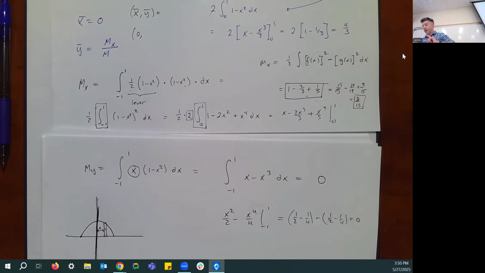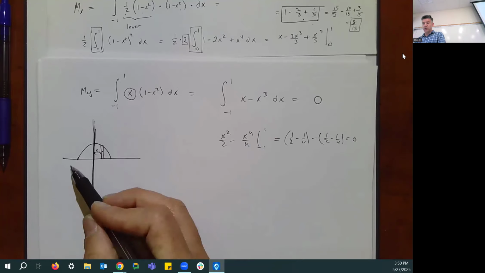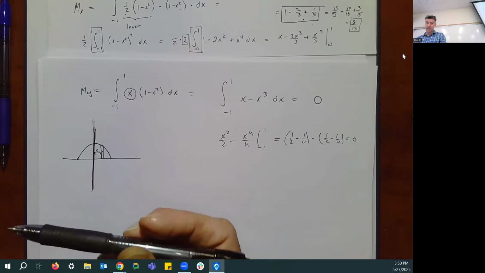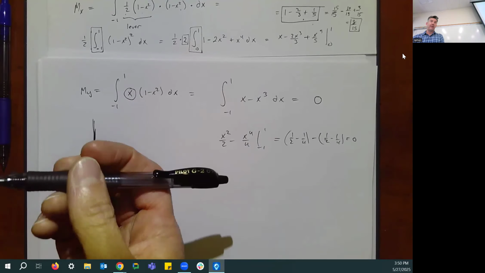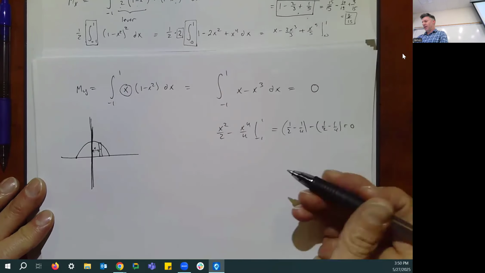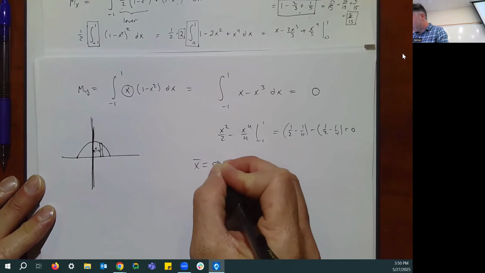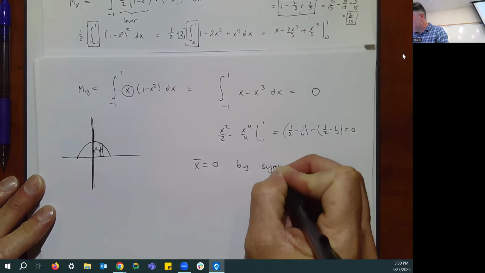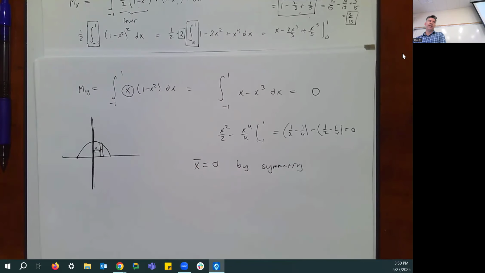I will also say, if your instructor gives you a shape like this, they expect you to abuse the fact that it's symmetric. They do not expect to see any of this work. They're going to be like, of course, x bar is 0 by symmetry. That is for sure what he expects to see. So if you see a symmetrical shape and you're asked to find a moment around it, use the symmetry if there is symmetry.